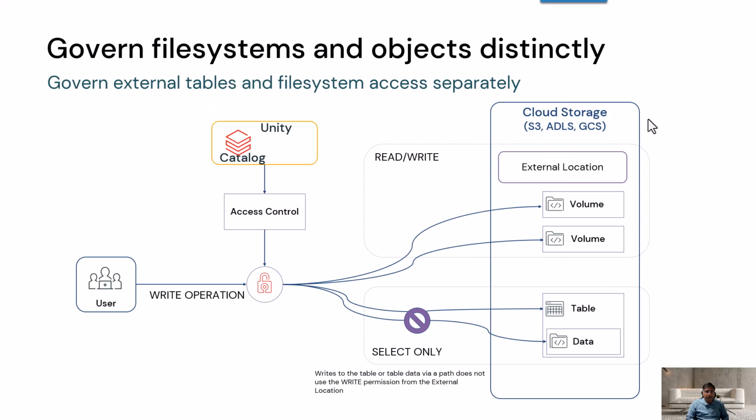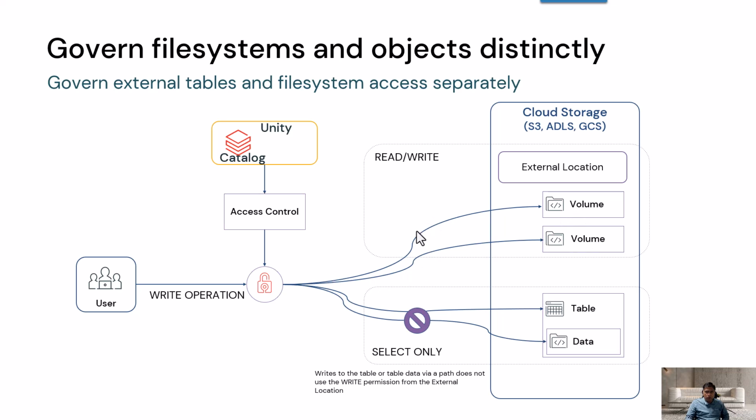So Unity Catalog provides a unique feature of governing the file systems and objects completely differently, or distinctively. So how does it work? Suppose in this example, a user tries to write to the files. Unity Catalog has an access control list for each user, and it understands that if a user wants to write, suppose the write is coming for the external location, where the external locations could be any volume.